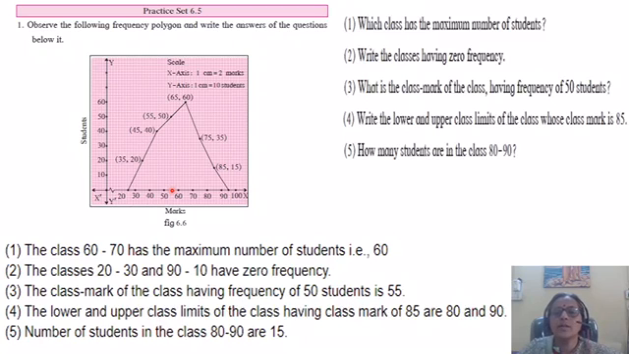Question 4. Write the lower and upper limit of the class whose class mark is 85. Class mark 85. The lower limit is 80 and the upper limit is 90. Question 5. How many students are in class 80 to 90? The number of students in class 80 to 90 is 15. 15 students in the class 80 to 90.